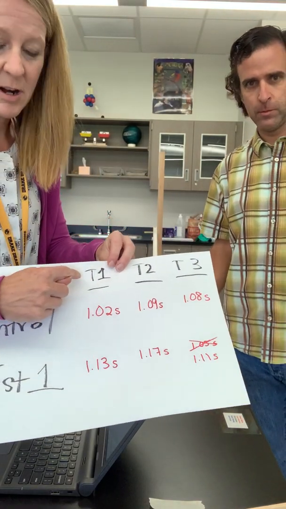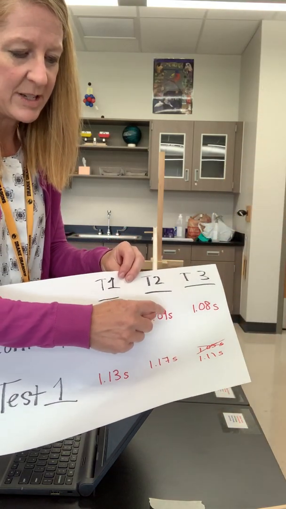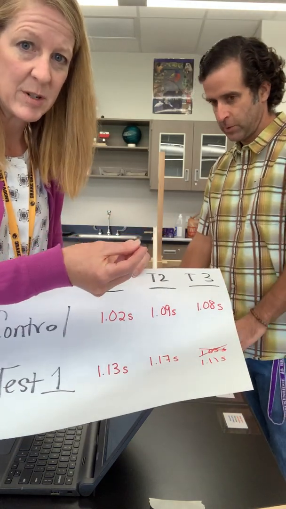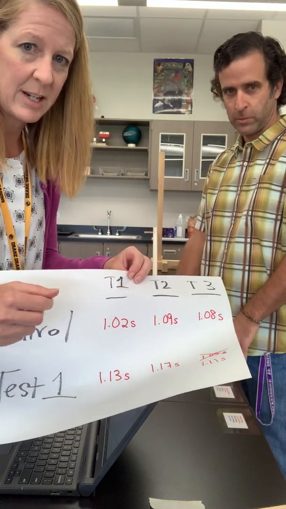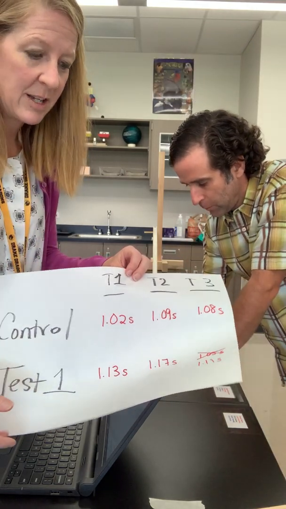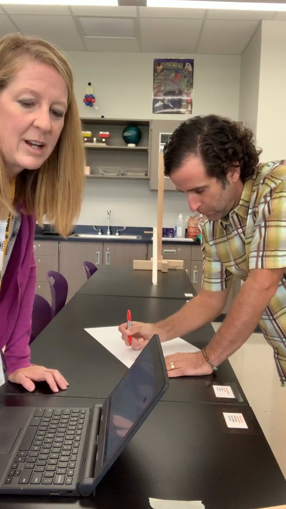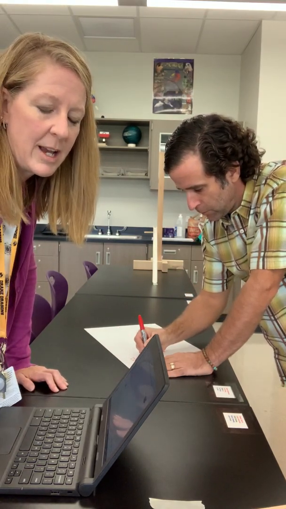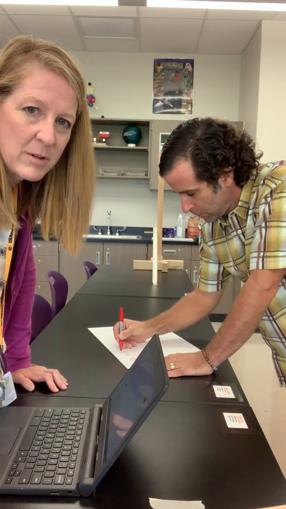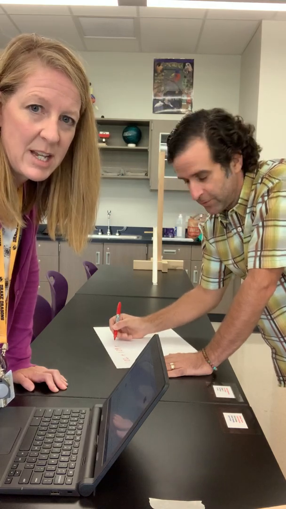the control: trial 1, 1.02, then I'm adding 1.09, and then I'm adding 1.08. I total those numbers together, so put those in your calculator. Once you add them up, then you divide by 3. If you put it in your calculator or the computer as 1.02 plus 1.09 plus 1.08 divided by 3, you run into a PEMDAS mistake.